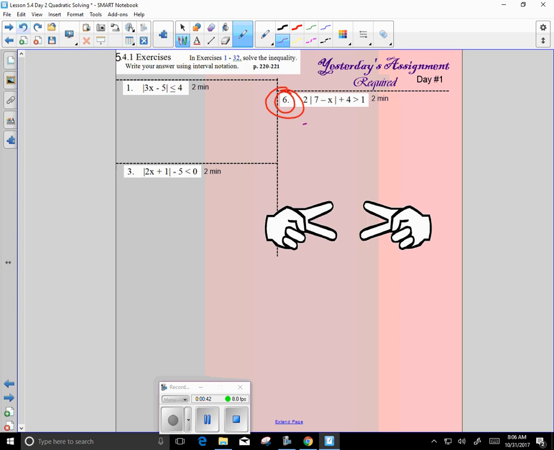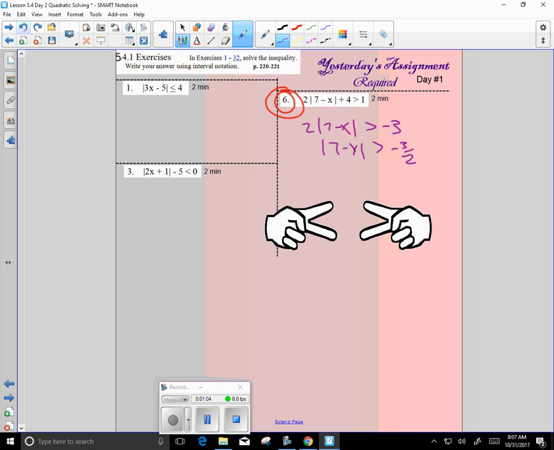So to do that, I get 2 times the absolute value of 7 minus x is greater than what? Minus 4 would be negative 3, right? 1 minus 4. And then divide by 2. So the absolute value of 7 minus x is greater than negative 3 over 2.